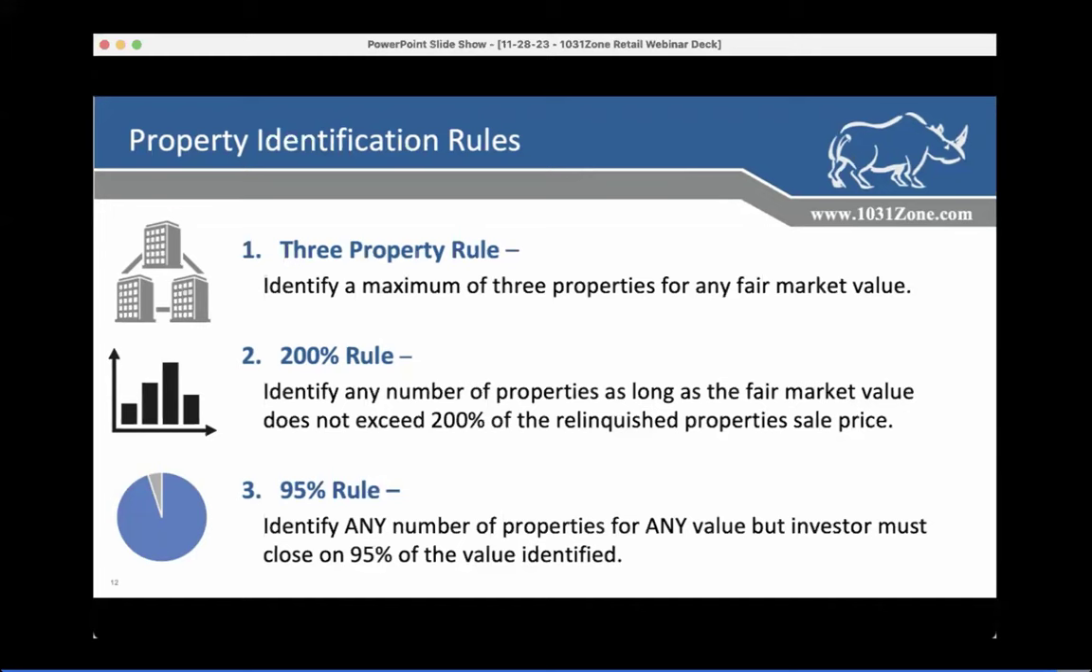And the last one, that's not used very commonly, is the 95% rule. You can identify any number of properties for any value, but the investor must close on 95% of the value identified, or all of the properties essentially. So unless you have surety of closure on all the properties that you're identifying, that one can get you into a little bit of a bind. So it's the least commonly used rule of all of these.